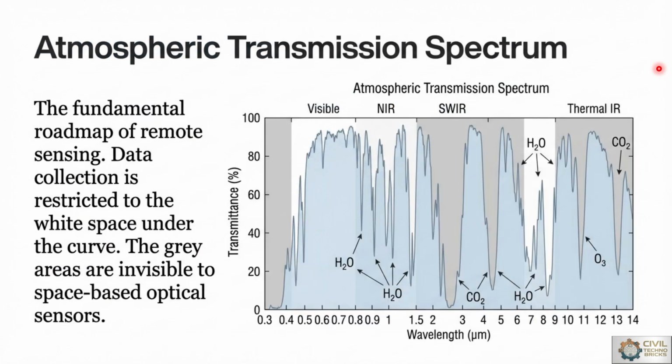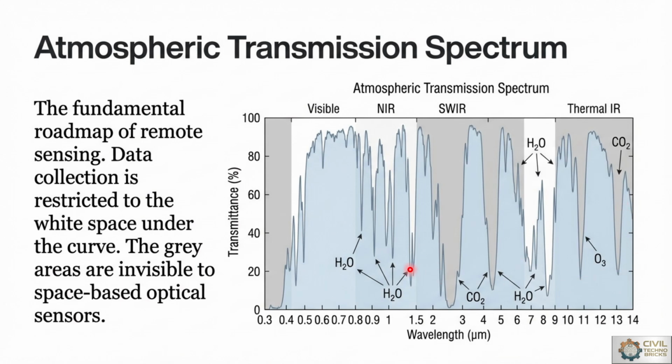Next important point is the atmospheric transmission spectrum, which is the fundamental roadmap of remote sensing. The data collection is restricted to the white space under the curve. The gray areas are invisible and the white areas are restricted. So the blue area is available for checking.